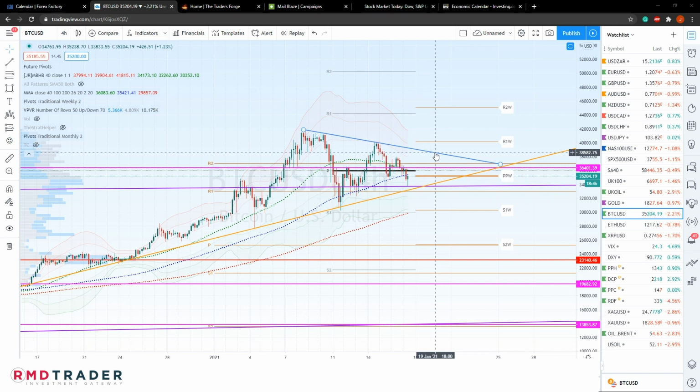the upper diagonal boundary. A breakout from this boundary could then set up targets initially, at least, to this weekly R2 pivot at 45,000. However, if we do see a breakout lower, that could see price move much lower, at least to this monthly pivot area, which coincides with the weekly S2 at 25,300.